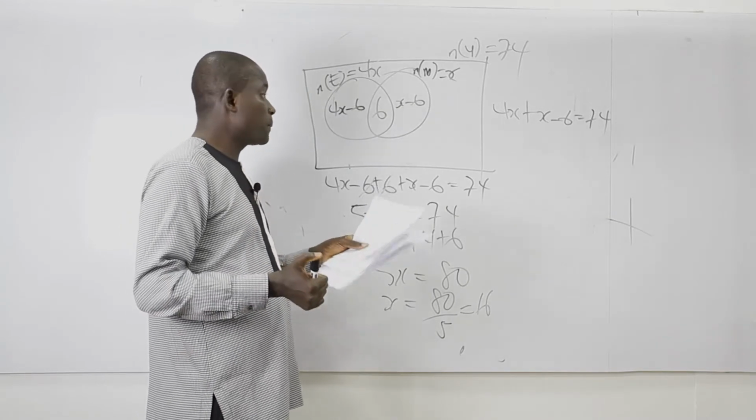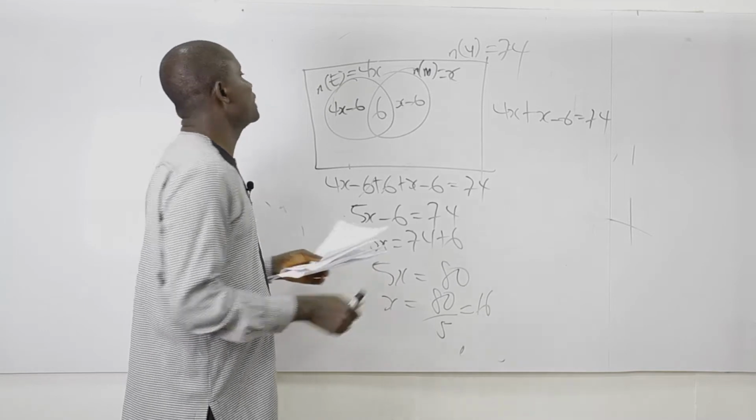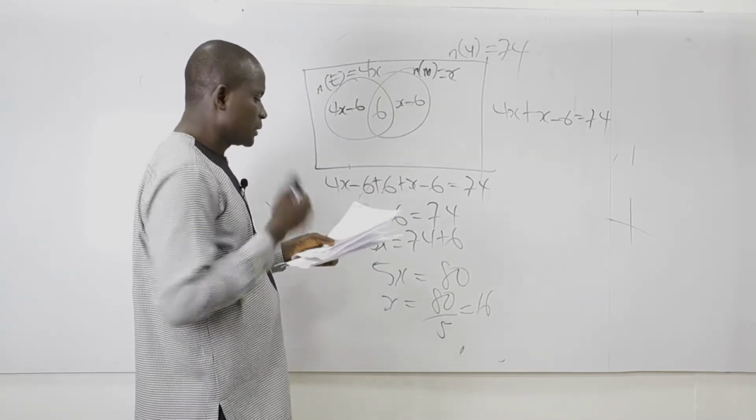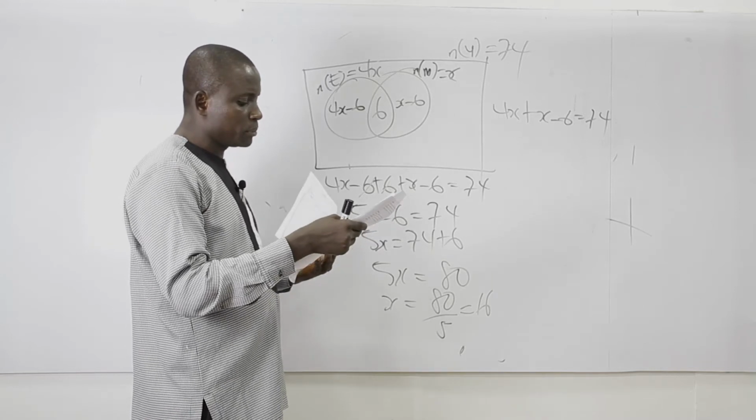X is going to be the same figure. So now we've gotten x to be what? What did we get? To be 16. Now let's see the questions that are following.